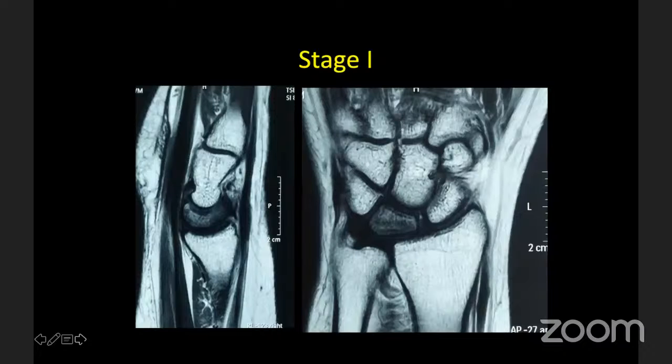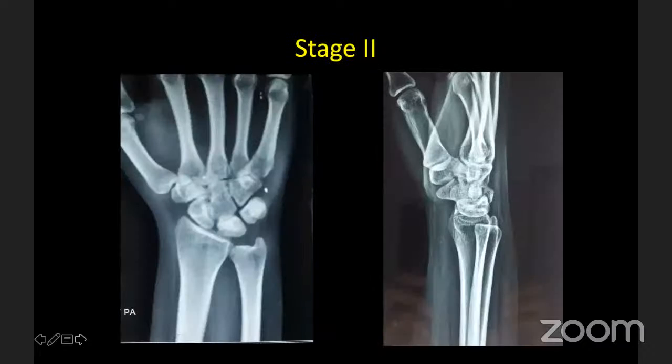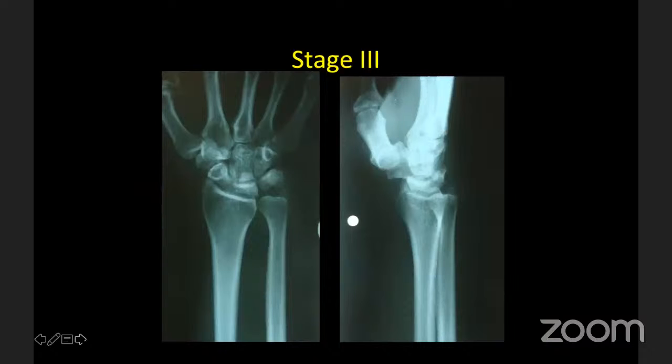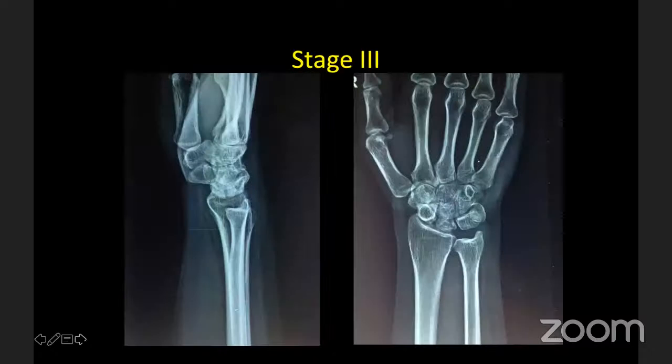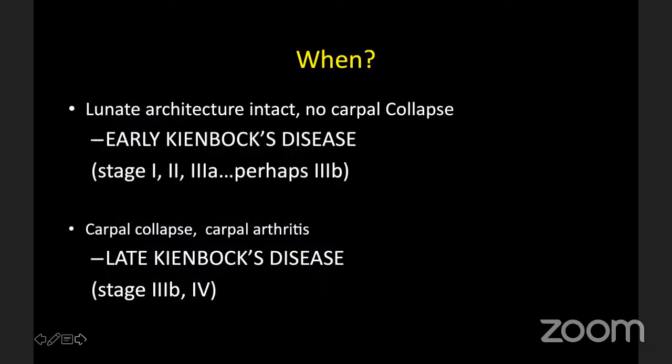So what we have just seen is the famous Lichtman staging of this disease. This is stage 1, intact lunate; stage 2, fracture but no collapse; stage 3A, collapse with scaphoid aligned; stage 3B, collapse with scaphoid flexed; and stage 4, pancarpal arthritis. This is a textbook picture. I don't have a clinical photo.